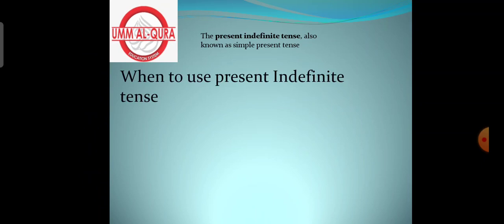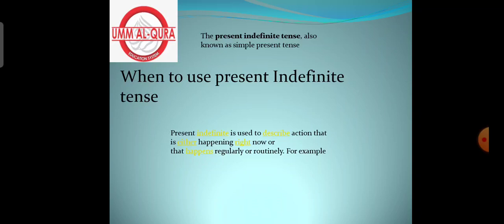When to use present indefinite tense? Present indefinite is used to describe action that is happening right now or that happens regularly or routinely. For example, I work hard. We eat mangoes. They go to school.